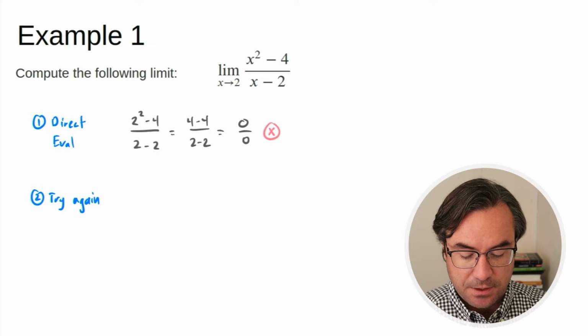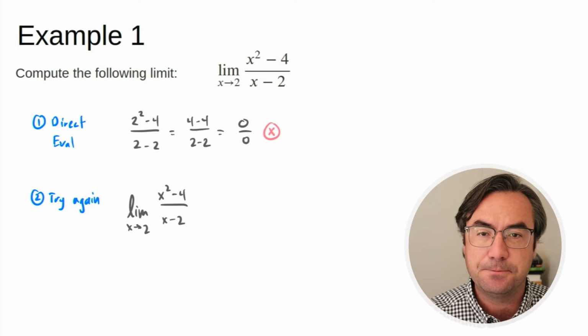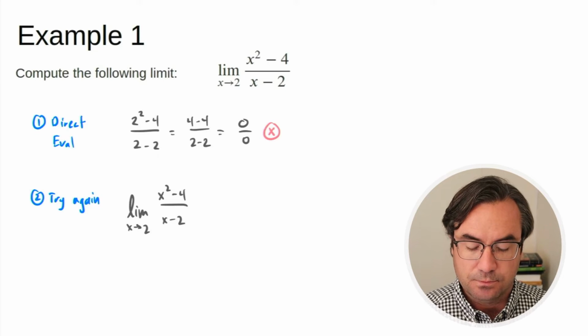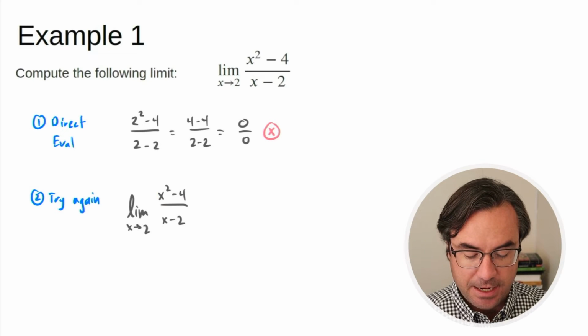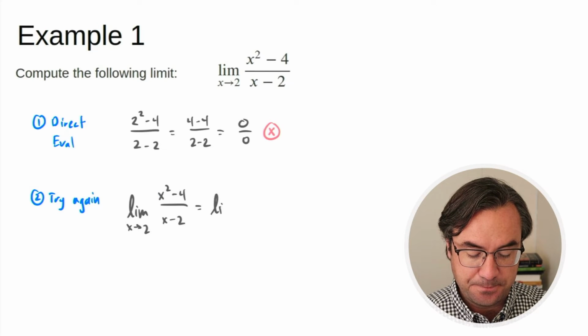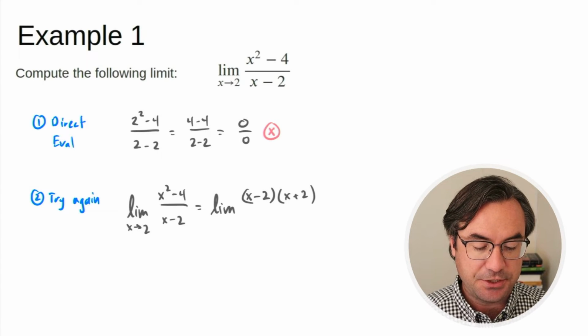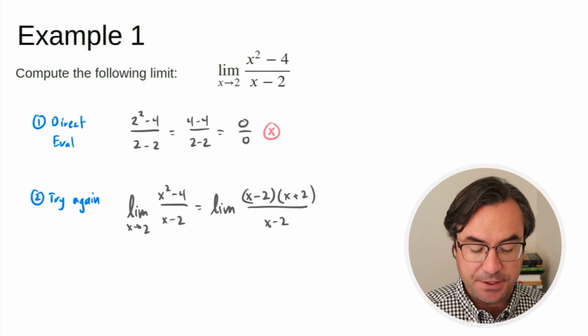All right, so let's write this out fresh. We've got our limit, x is approaching 2, of x squared minus 4 over x minus 2. And we're going to try factoring that numerator. And it turns out it factors nicely. It factors into x minus 2 times x plus 2. And then we've got our x minus 2 in the denominator.